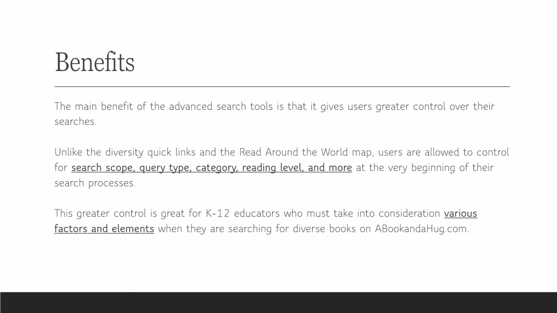So why use advanced search tools? The main benefit of the advanced search tools is that it gives users greater control over their searches. Unlike the diversity quick links and the read around the world map, users are allowed to control for search scope, query type, category, reading level, and more at the very beginning of their search processes. This greater control is great for K-12 educators who must take into consideration various factors and elements when they are searching for diverse books on abookandahug.com.